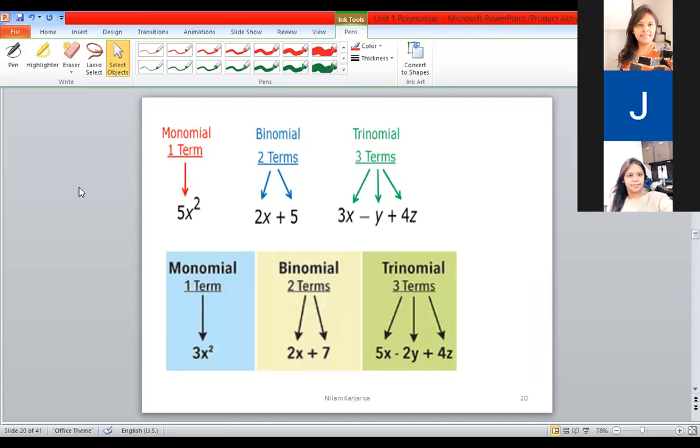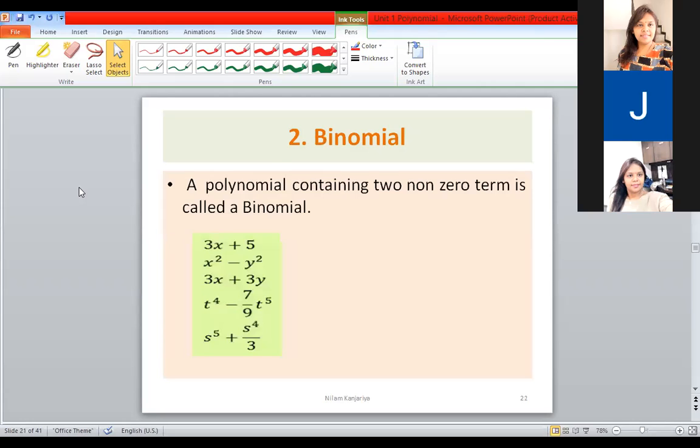Anyone can say the binomial definition? A polynomial with only two non-zero terms. Right, a polynomial with only two non-zero terms is known as a binomial. And the trinomial? A polynomial with only three non-zero terms. Right, it is known as a trinomial. So these are the definitions also.